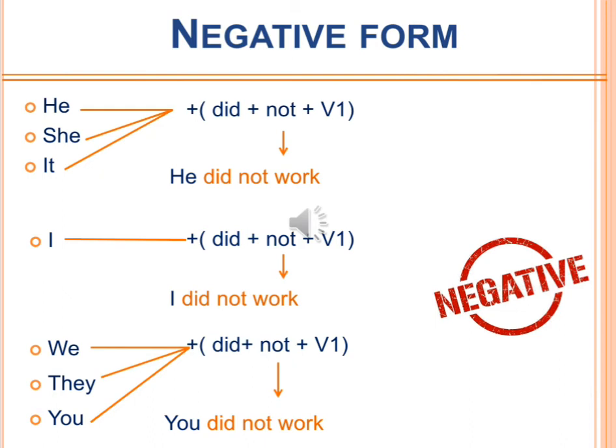Negative form. With he, she, and it, we use did plus not plus verb 1. He did not work. With I, we use did plus not plus verb 1. I did not work. With we, they, and you, we use did plus not plus verb 1. You did not work.